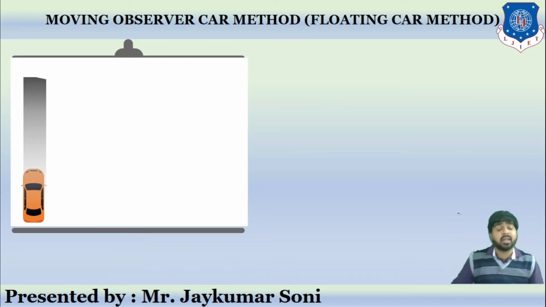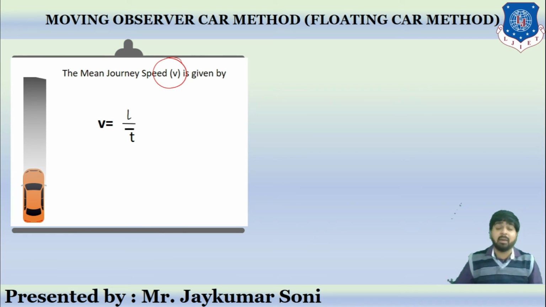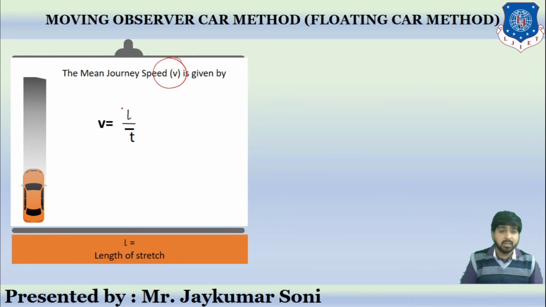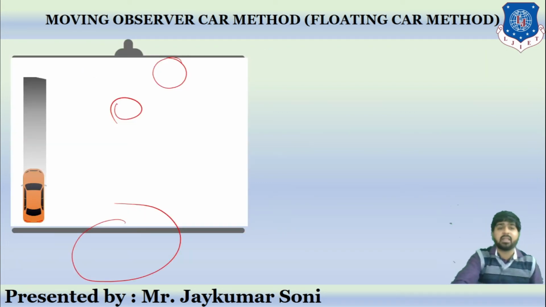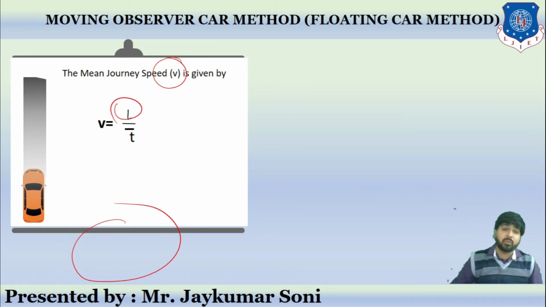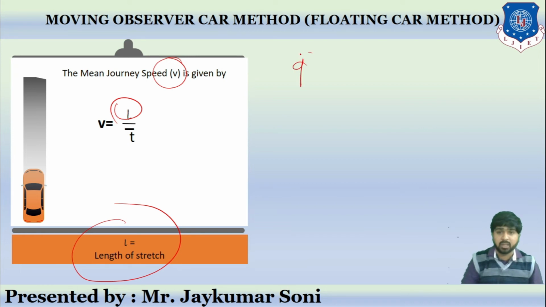And the third thing that you can get from this method is the mean journey speed, called small v. The equation is small v equals L by t bar. V stands for mean journey speed, L stands for the length of the particular stretch or section of the road, and t bar stands for average journey time. So with the help of these equations, you can get the value of q, that is the traffic volume count, the average journey time, and the mean journey speed.